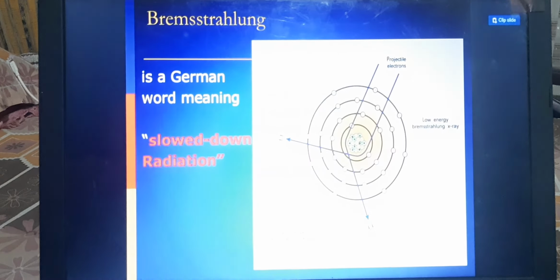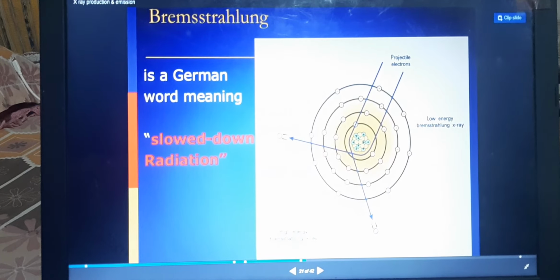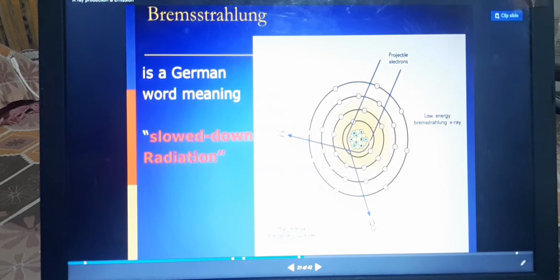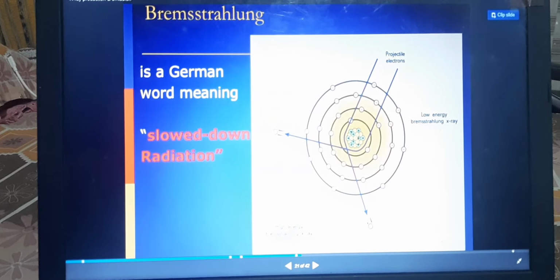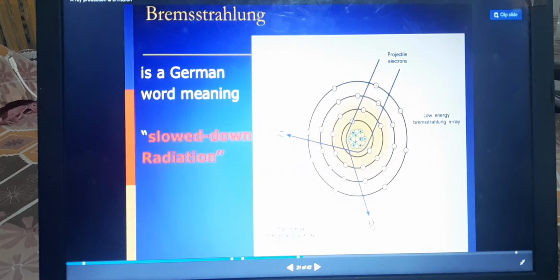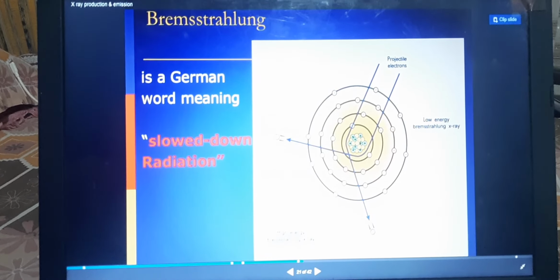Let's look at the picture first. Here is your target atom, and your projectile electron will come into contact with the nuclear field, not in contact with the nucleus. It comes into the influence of the nuclear field and loses some of its kinetic energy. That loss of kinetic energy is your Bremsstrahlung X-rays.